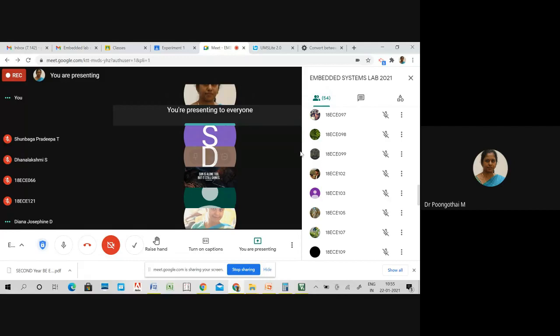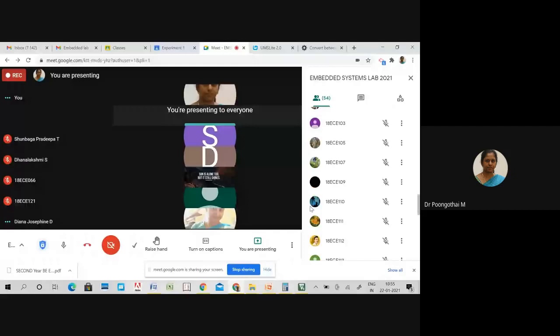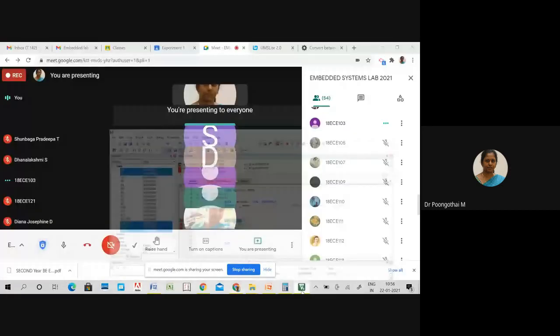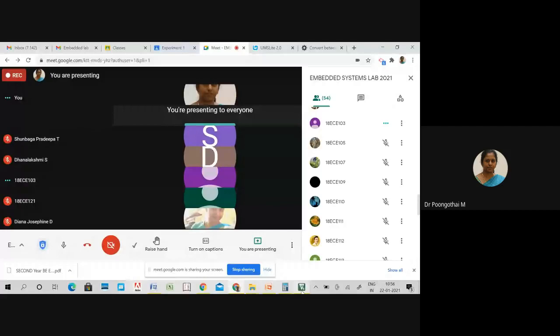Roll number 103. What is the purpose of the LDR instruction? Ma'am, we are loading the value to the R0 register. Loading the value from X1 to R0. What is X1 here? X1, we are giving the input. We are giving the input, okay?